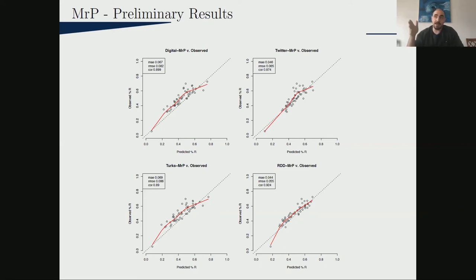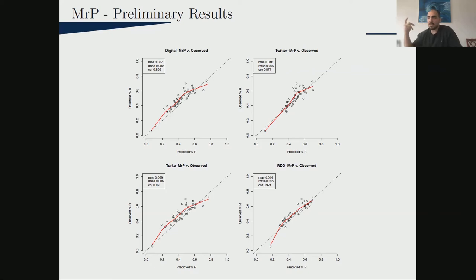On the top left panel, you find the digital MRP, which is an MRP with some structured priors applied to a joint data set of both Twitter and Amazon Mechanical Turk workers. On the top right is the same model, but applied only to Twitter users. On the bottom left is the same model, but applied only to Turk users. And on the bottom right is the RDD, random digit dial, the performance of the traditional MRP on the random digit dial polls for the United States.